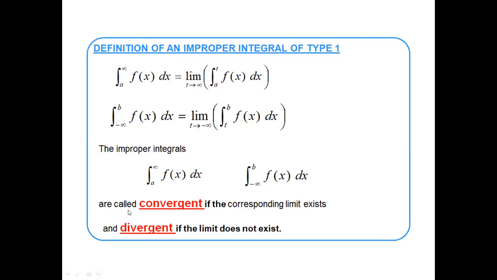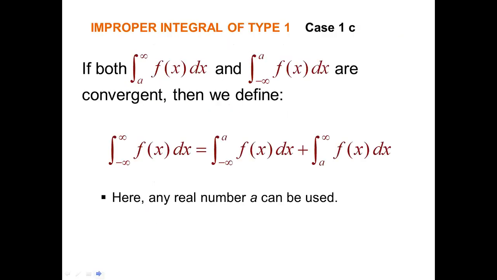So we say it will exist if the answer is a real number. It does not exist when, of course, your answer is infinity or negative infinity. So take note of the terms convergent and divergent.